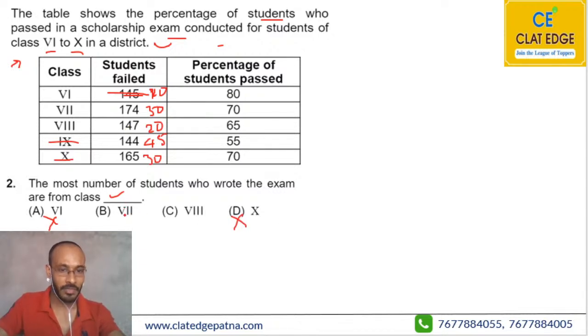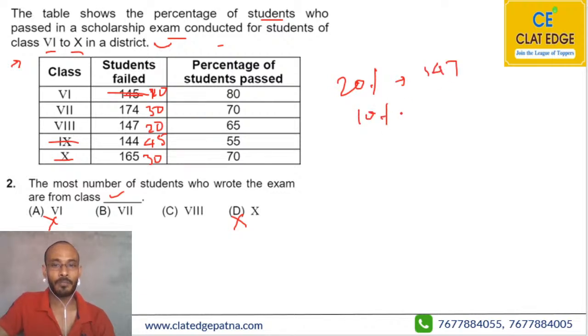Now we are left with 7 and 8. So this is 7 and this is 8. So 20% is 147 and 30% is what you can calculate, guys. You just need to check the 10%, right? If 20% is 147, what will be its 10%? Just divide by 2. What you will get is approximately 73.5. And this is 30%, that is 174. If you divide it by 3, you will get 10%, and this is nothing but 58.